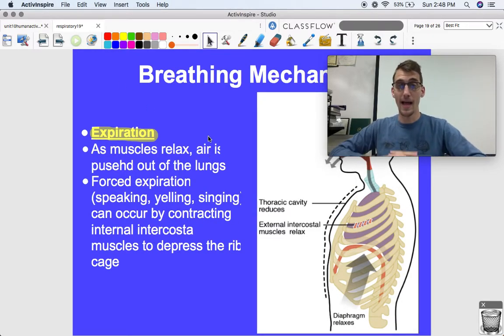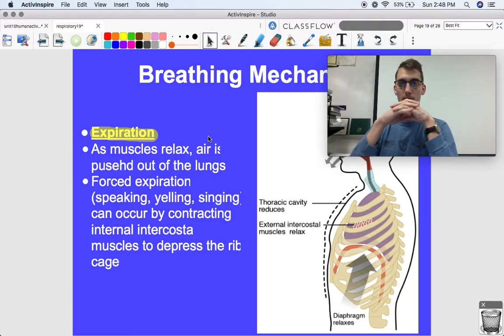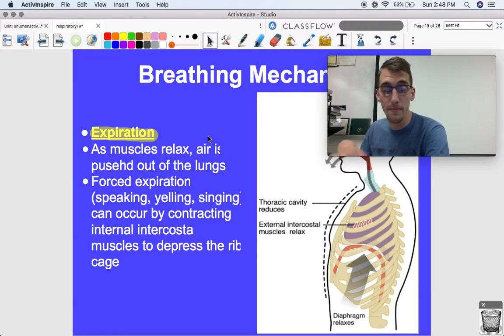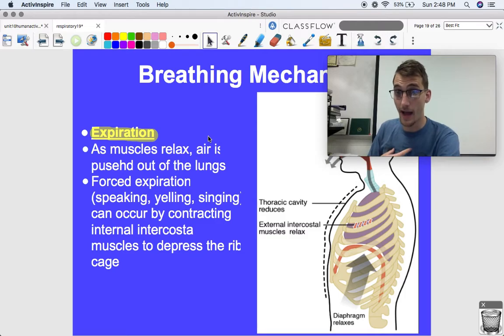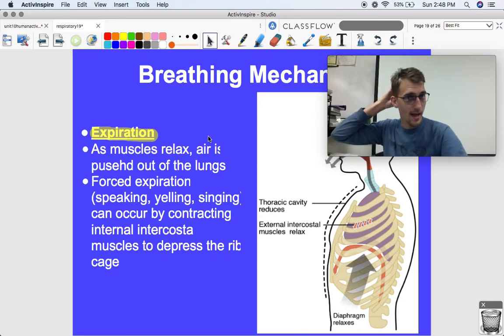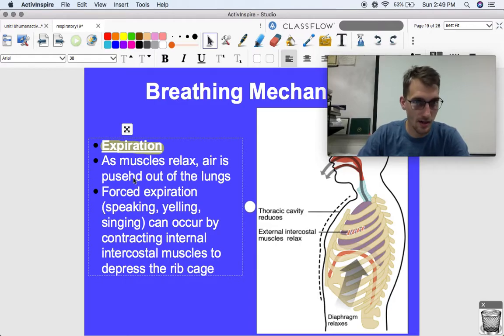Expiration is the opposite. As your diaphragm relaxes, again, it's like this dome-shaped muscle. If it's flattened out while you're breathing in, it goes back to being a dome shape while you're breathing out. That will decrease the volume in your chest cavity, thus increasing the pressure more than it is outside in the atmosphere, so that air is forced out. Air is going to move from high pressure to low pressure, and if you have higher pressure on the inside, air is going to go right back out. So expiration is caused by muscles relaxing. Air is pushed out of the lungs.